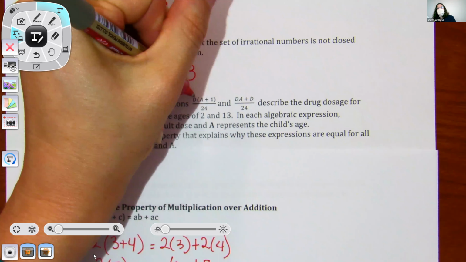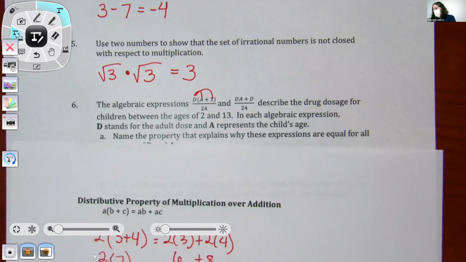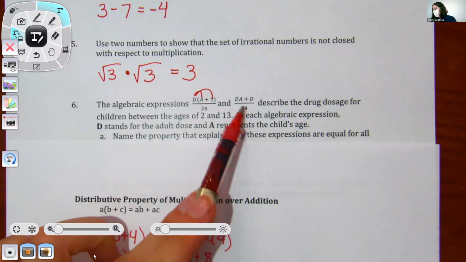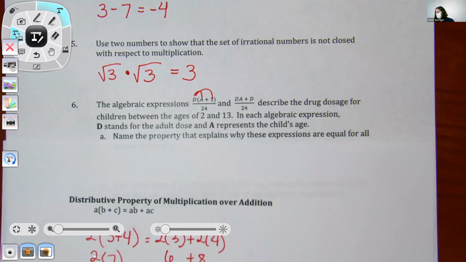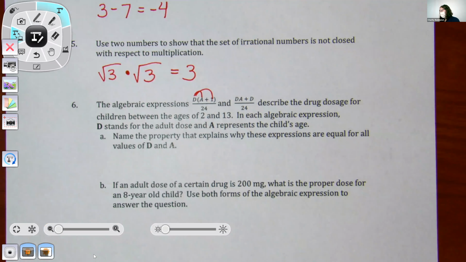The distributive property. Because if you just distribute the D there, it gives you that. Okay, so that is the distributive property.